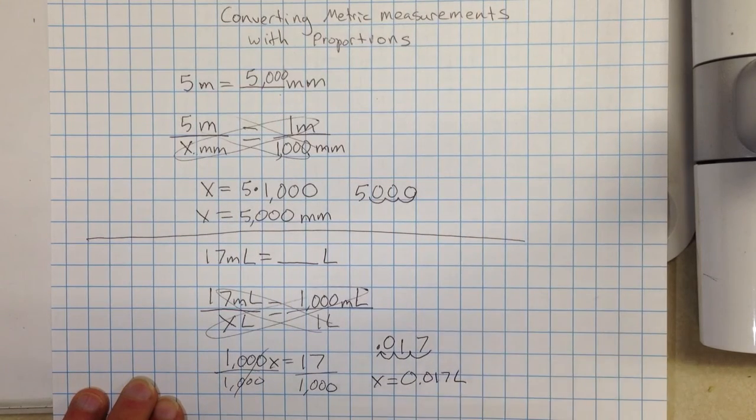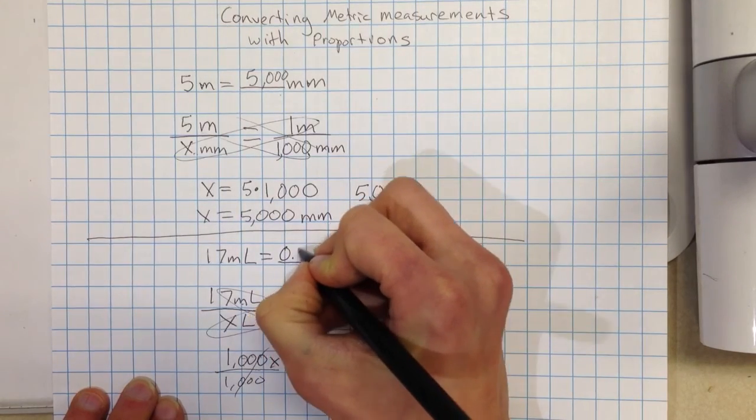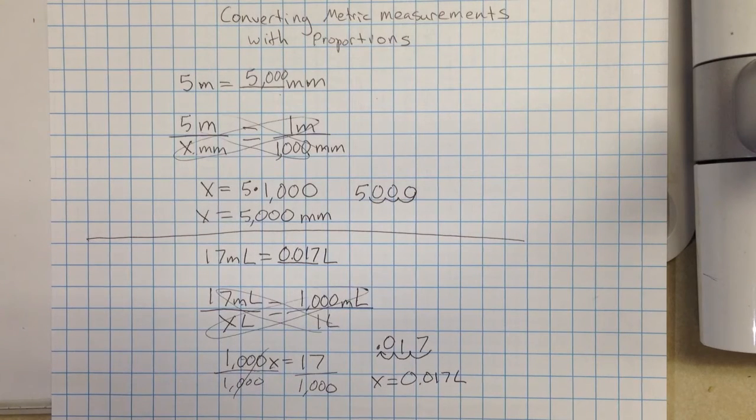0.017 liters, which I can also put up here, 0.017 or 17 thousandths of a liter. Makes sense again, a milliliter is very small, so if I'm converting it to a liter, even if I have a bunch of them, I'm still going to have a very small number. So this can work for any type of metric conversion, and we should have a lot of them written down on our table that you can look at.